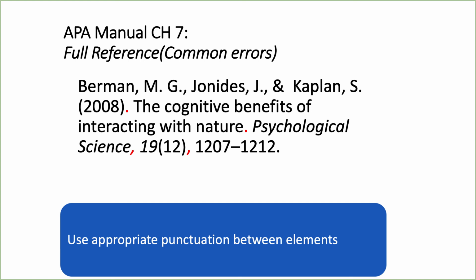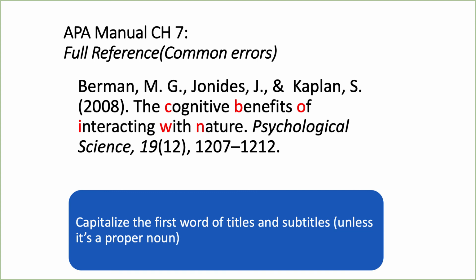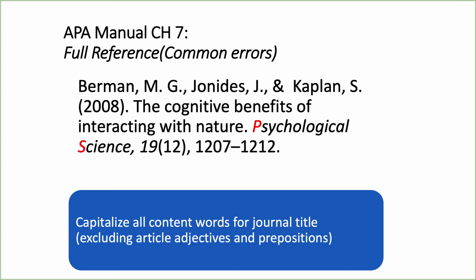Make sure you have the right punctuation between your elements, commas where they should be, periods where they should be. Make sure you capitalize the first word of titles and subtitles, but not every single word in an article title, unless it's a proper noun or, again, the first word of a subtitle. So notice that none of these are capitalized. One of them might be if there was, say, a colon and a second half to the title, then you would capitalize the beginning of that subtitle. You do capitalize all content words for journal titles, so you leave out articles, prepositions, of, and the, and stuff like that.